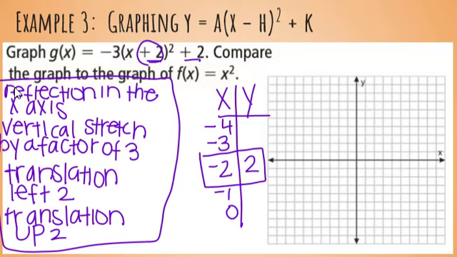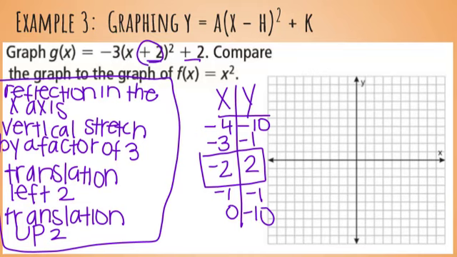So when you plug in -1, -1 plus 2 is 1. 1 squared is 1. 1 times -3 is -3. And then -3 plus 2 is -1. And we're going to mirror that point across. Then we plug in 0. 0 plus 2 is 2. 2 squared is 4. 4 times -3 is -12. And -12 plus 2 is going to give us -10. And then we're going to mirror that value across.